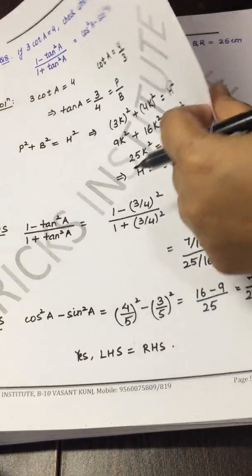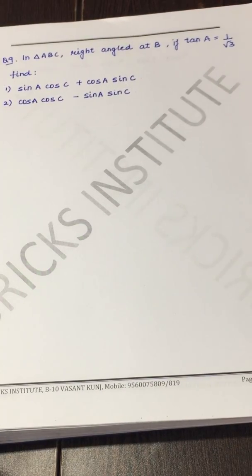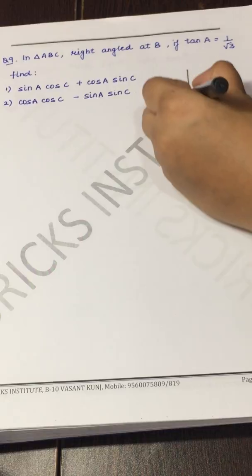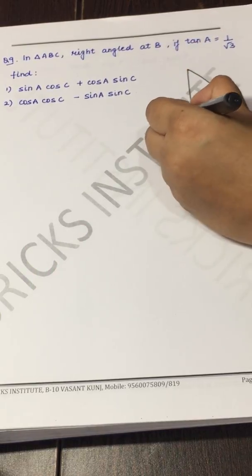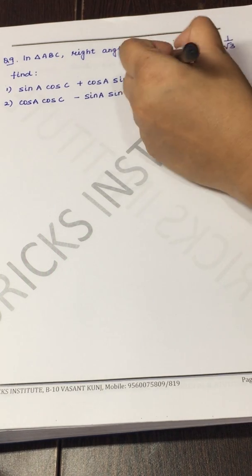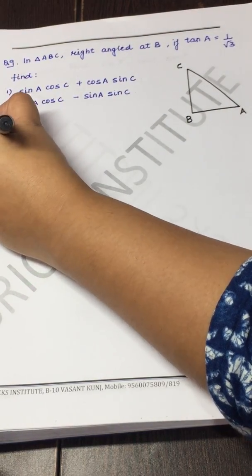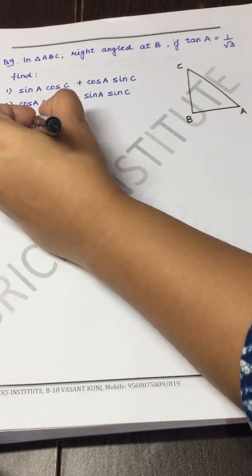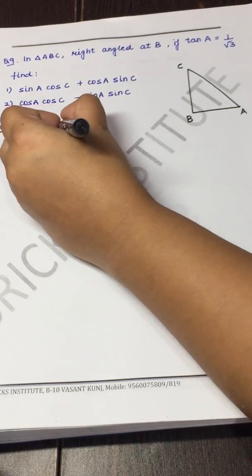Let's do question number 9 now. So it says in triangle ABC, which is right angled at B. So let's make a triangle which is right angled at B, A, C. So tan A is given to us as 1 by root 3. So let's start with the question and find out the other values first. So tan A is 1 by root 3.